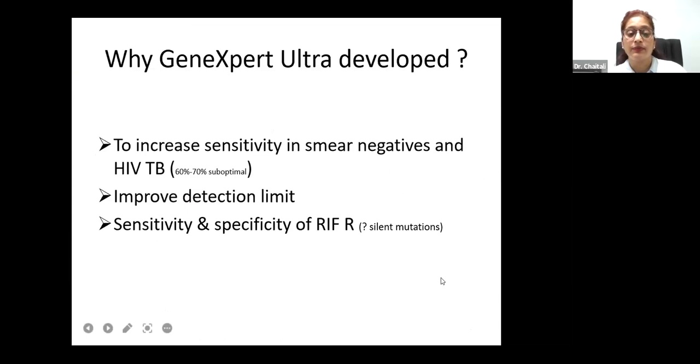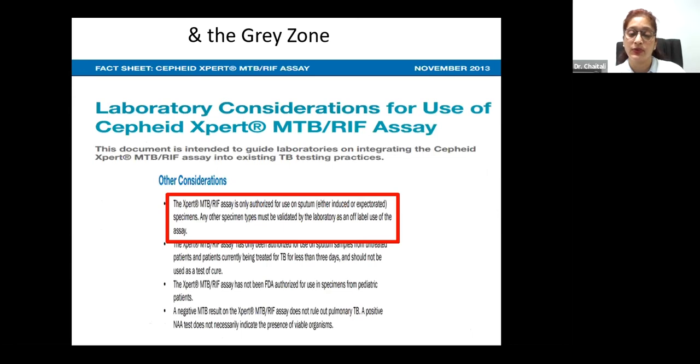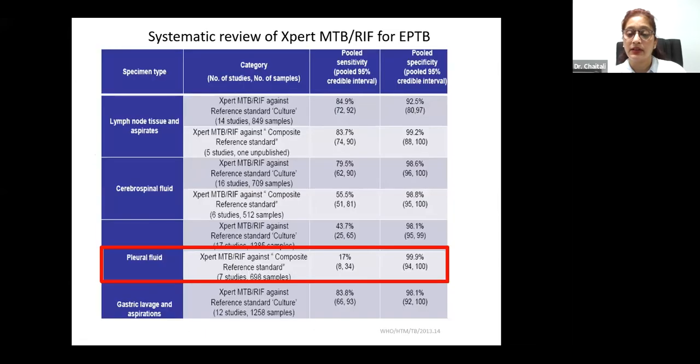Then Xpert Ultra was developed to detect with more sensitivity, including in HIV TB also. It improved the detection limit and the sensitivity and specificity for rifampicin resistance, and it can identify silent mutations. But here is a gray zone: it should be used only for sputum, and if it is EPTB, here is the sensitivity and specificity based on the sample type. And if you look carefully, for pleural fluid, such an important sample, it has a sensitivity of 17%.